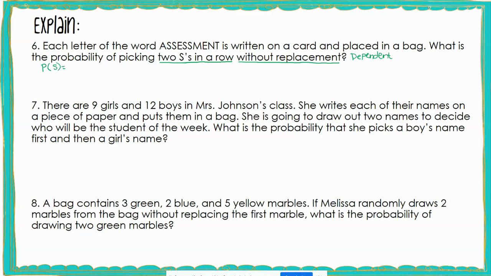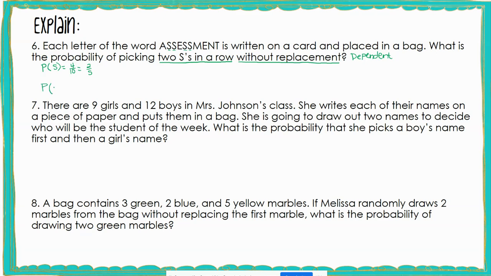Well, that one's easy. We would want to count up the number of letters in assessment. So that's 1, 2, 3, 4, 5, 6, 7, 8, 9, 10. And then we want to know how many of those are S's. Well, there's 1, 2, 3, 4 S's out of 10. So the probability of the first S is 4/10. And 4/10 simplifies to 2/5.